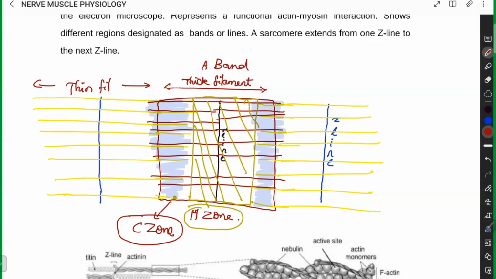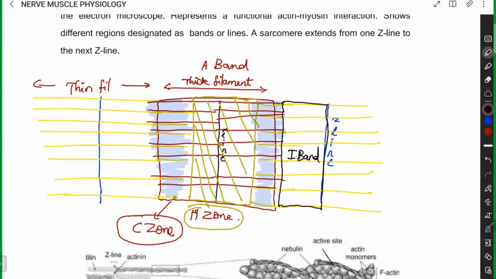Then what is the I band? The I band is nothing but the end of the A band. What is the A band? A band end means the end of the thick filament. Where is your thick filament? Here is where your thick filament ends, and this is where your Z line is. So this place exclusively has thin filament alone. There is no thick filament. So from the end of the thick filament to your Z line, you're going to call it the I band.